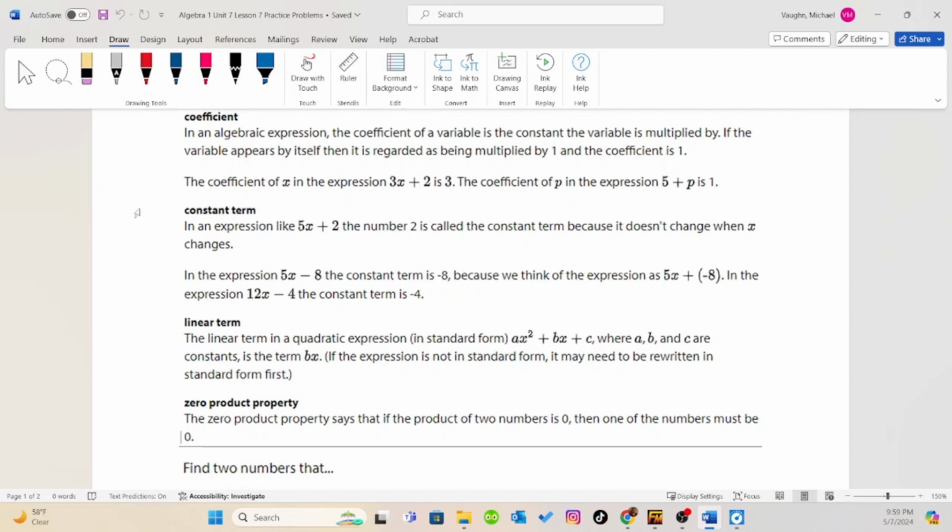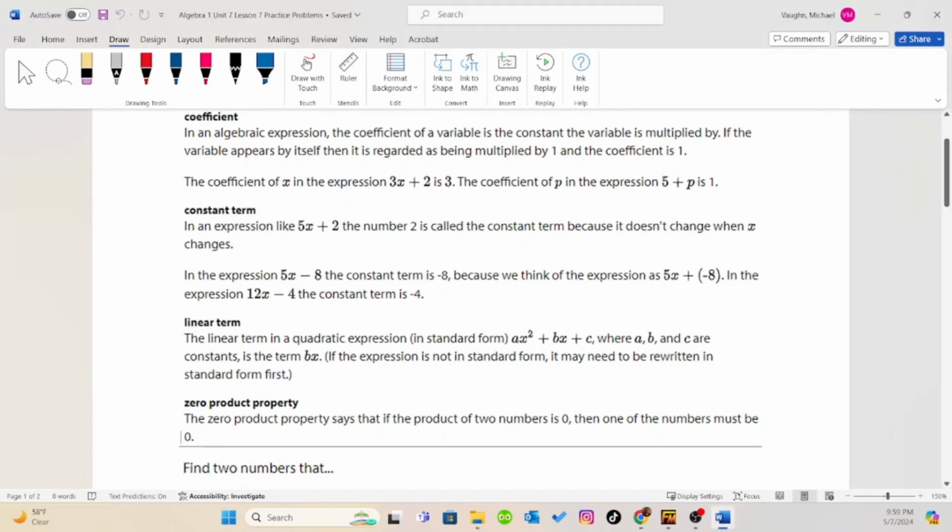And our last vocabulary term is zero product property. The zero product property says that if the product of two numbers is 0, then one of the numbers must be 0. If you have any questions about any of these vocabulary terms, please use class time now to ask for clarification so that you understand what we're looking at as we go through the practice problems.